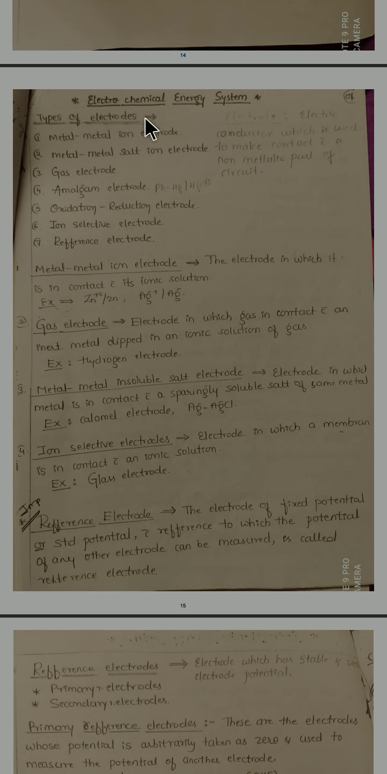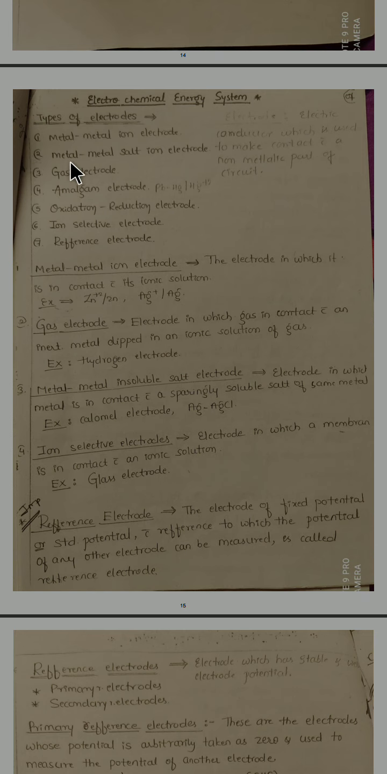So electrode is nothing but, as in the previous class we have studied, that it gives electric contact to make a contact with the non-metallic part of the circuit. Some types of the electrodes are: metal ion electrode, metal salt ion electrode, third one is gas electrode, fourth amalgam electrode, fifth oxidation reduction electrode, sixth ion selective electrode, and seventh one is reference electrode. So these are some types of the electrodes.